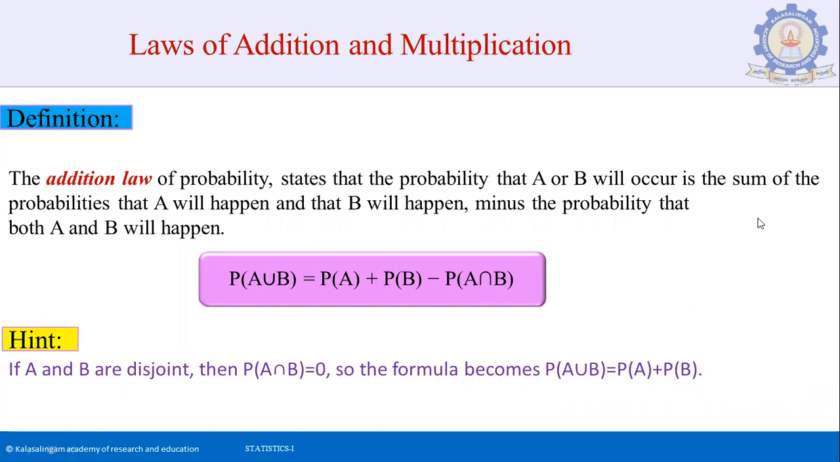If A and B are disjoint, then probability of A intersection B is 0. So the formula becomes probability of A union B equal to P of A plus P of B. This is nothing but our fourth axiom.